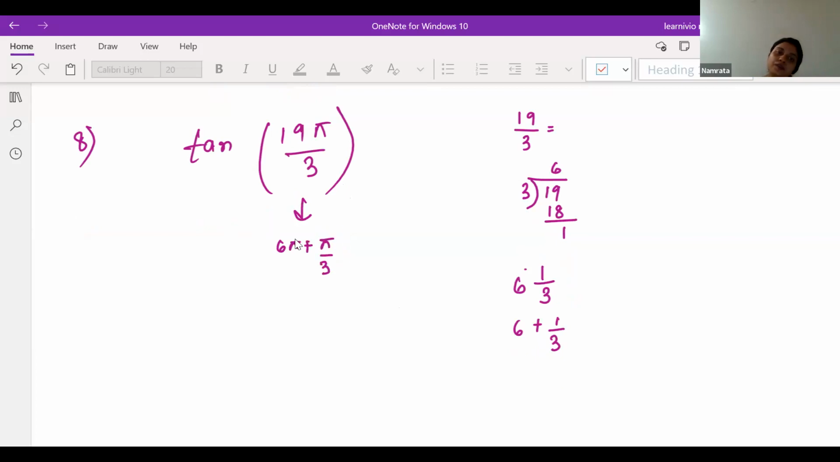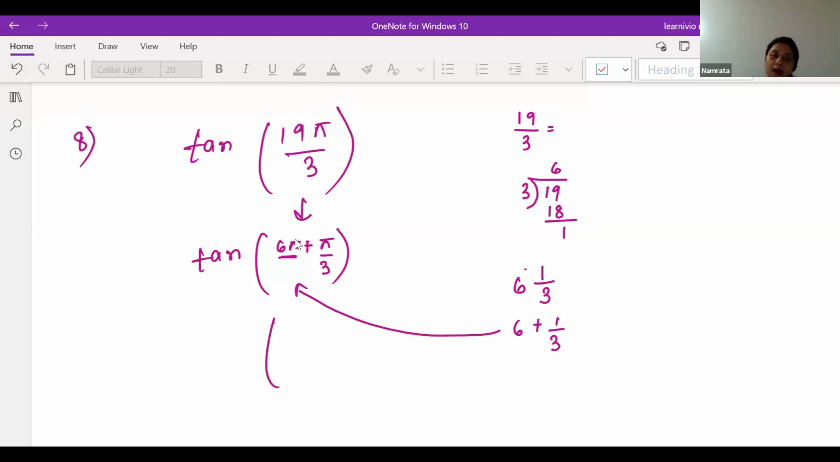Yes or no? From where did we get this? We got it just by converting this improper fraction into a mixed fraction. We have not taken pi while changing, because we know converting from improper to mixed is very simple. So pi we will add later on. Is it clear to both of you? Yes, ma'am.